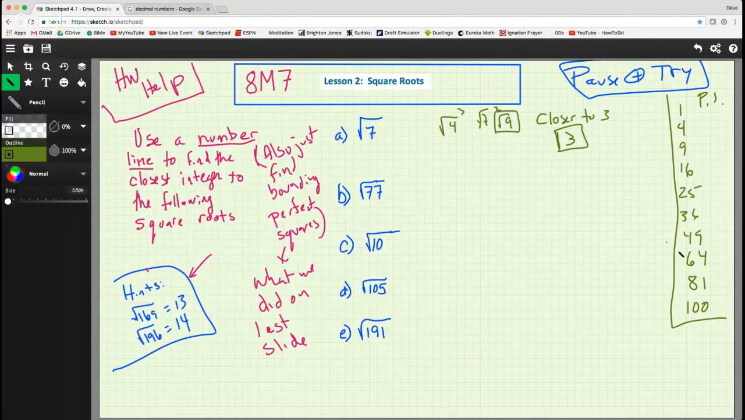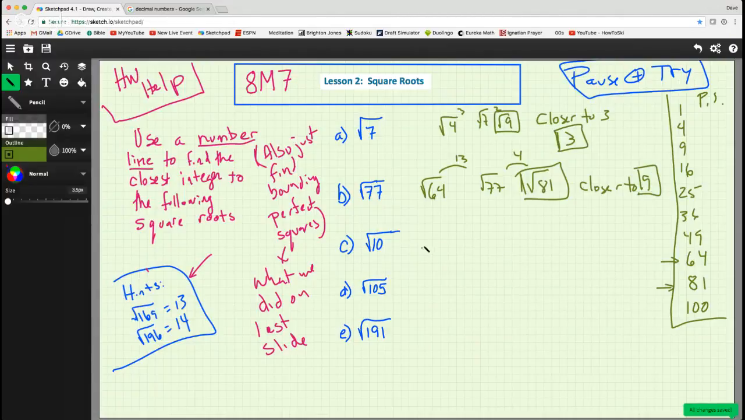So let's do 77. Well, 77, let's see, it's between the square root of 64 and the square root of 81. Well, this difference here is 13, and this difference here is 4. So I'm going to go with the square root of 81, and I'm going to say closer to 9. That's my estimate. Square root of 10, well, let's see, it's between the square root of 9 and the square root of 16. Well, here we have a 1 difference, here we have a 6 difference, so it's closer to the square root of 9, so we're going to say closer to 3.